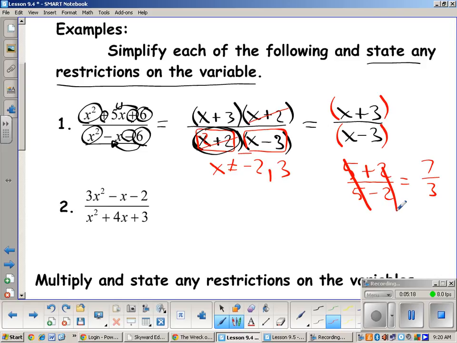You have to cancel them as factors. That's why back here, we didn't cancel them out and say, oh, my 6's are gone, my x's are gone, I'm left with 5. 5 over negative 1 would be negative 5. And that's not what we got.